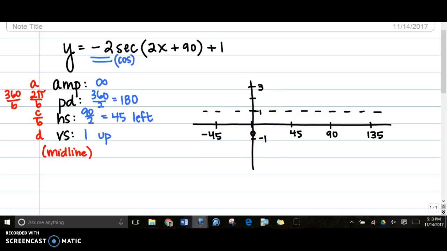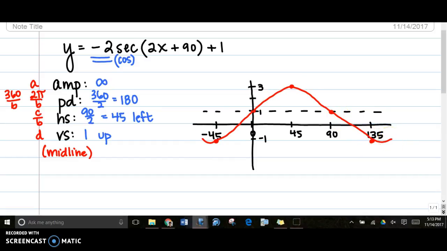So I'm going to go ahead and plot my points for cosine. It is a negative in front, so our cosine is going to be flipped over. So where normally cosine would start at that maximum, we're going to flip down and start it at that minimum. Then hit the midline, up to the top, midline, and down to the bottom. So cosine would look something like that.